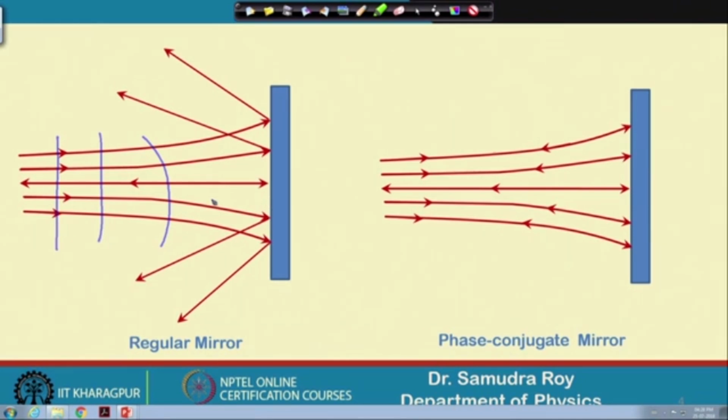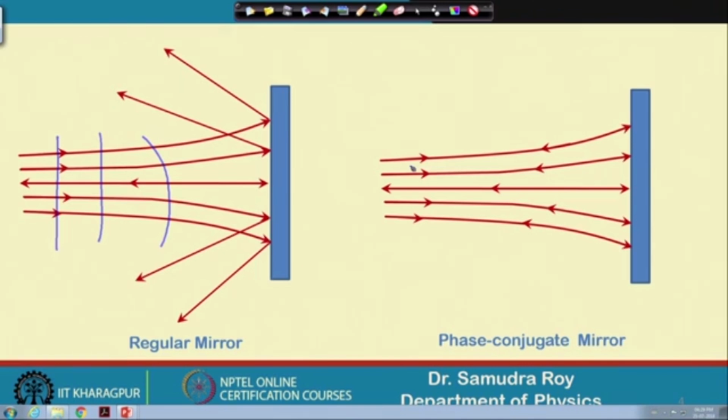But for the same light, if it falls on a phase conjugated mirror, then the light will go here, and from here it will be reflected back in the same direction. So, this is a very unique kind of mirror, and if some image is distorted, then by using this phase conjugated mirror, we can make this image more perfect.